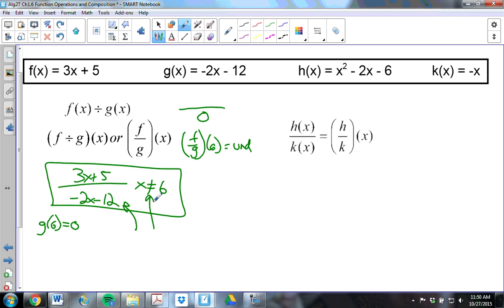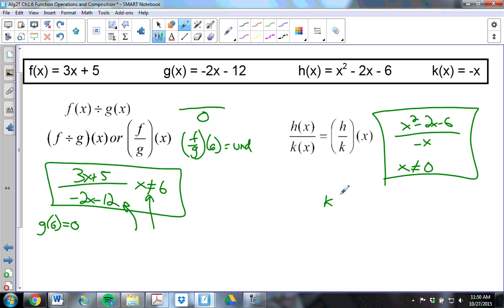So here, h of x over k of x would become x squared minus 2x minus 6 over negative x. Well, what can x not be here? X cannot be 0, because k of 0 is 0. If I was to do h over k of 0, I'd get undefined. So x cannot be 0, because that means you're dividing by 0 on the bottom.